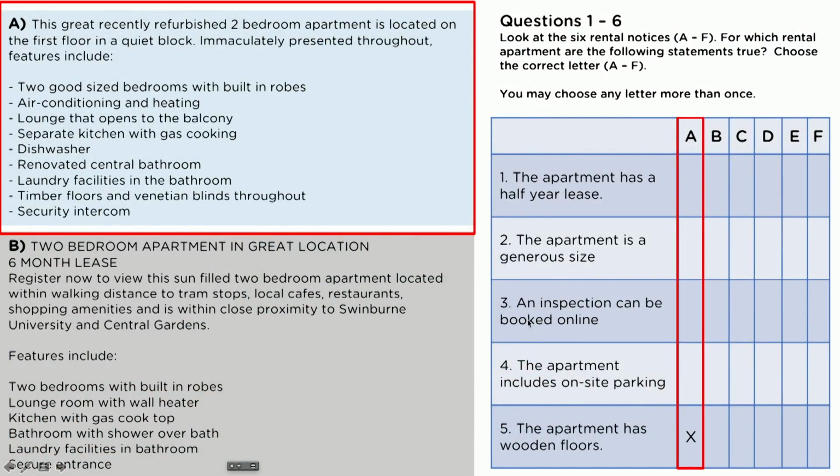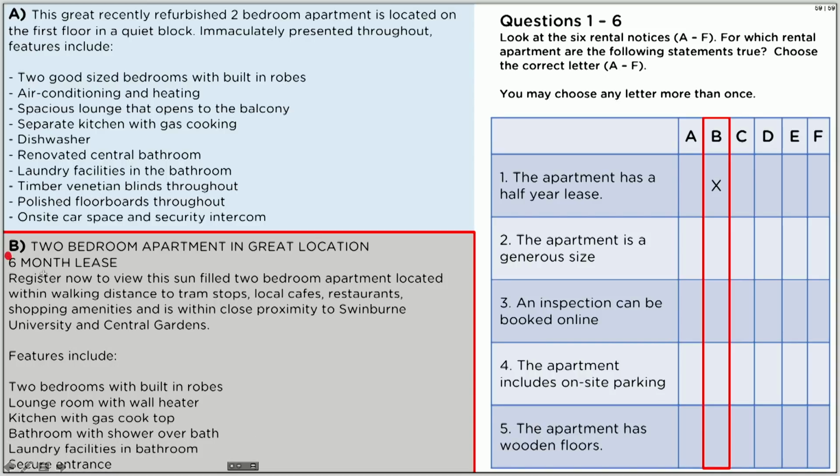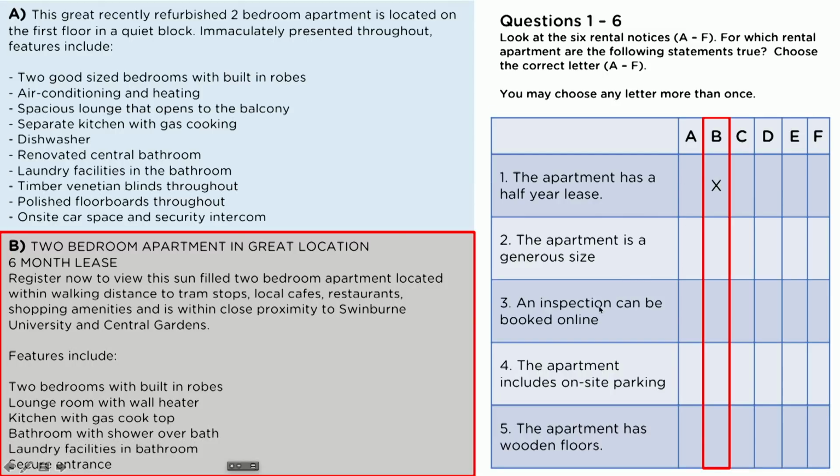Cool. Here we go, B. Well, the apartment has a half-year lease. What's another way to say half-year? How about 6 months? Because here it says 6-month lease. Here it says the apartment has a half-year lease. You need to look at this vertically. B, number 1 is B, and that's what you'd write on your answer sheet, 1B.